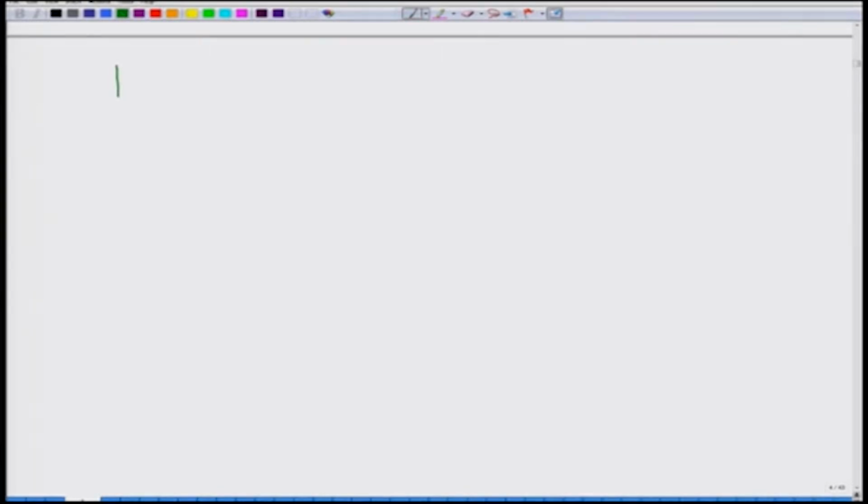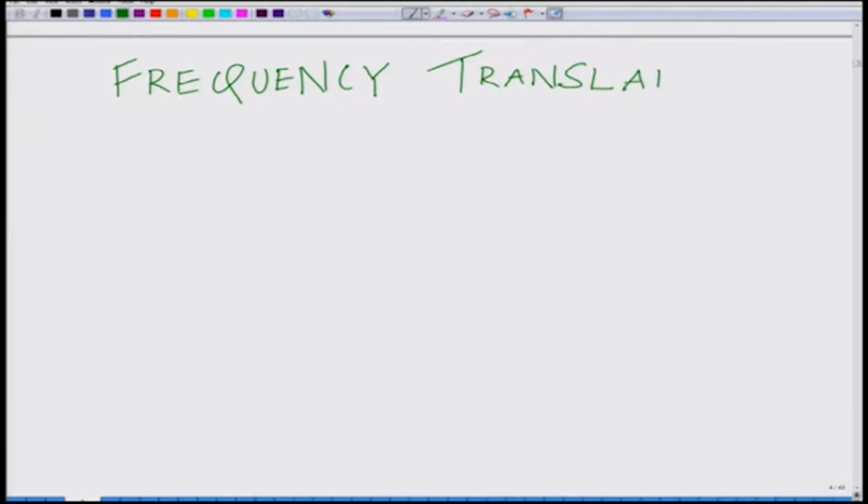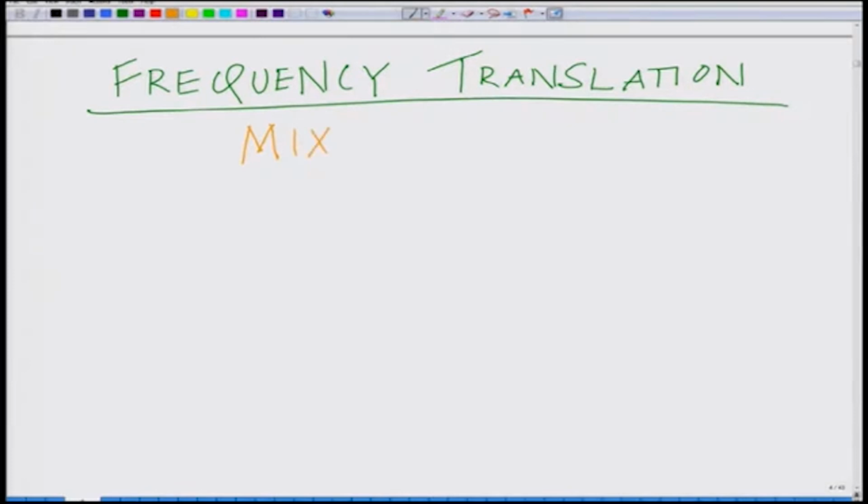Alright, so we are looking at frequency translation or frequency mixing, which is also known as heterodyning.